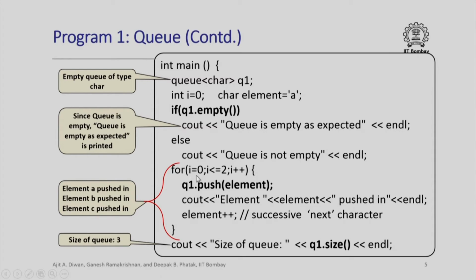Now, we set up an iteration for I equal to 0 to I less than equal to 2, and we push the element into the queue. Please note that the first time the element that will be pushed will be the character A. Immediately thereafter, we increment element. We note that the ASCII value of A is incremented, giving us the character B and subsequently character C. So, we get successive next characters. Finally, we output the size of the queue, which obviously would be 3.